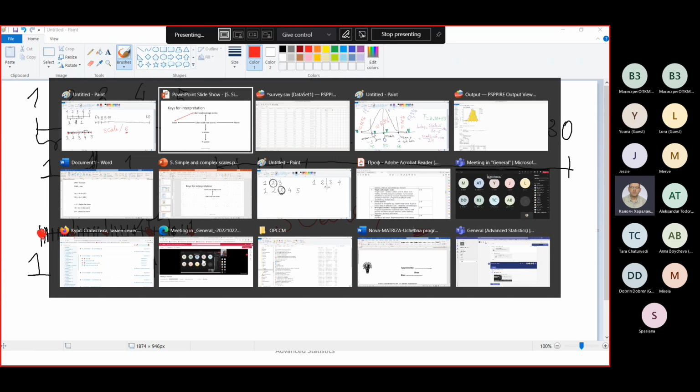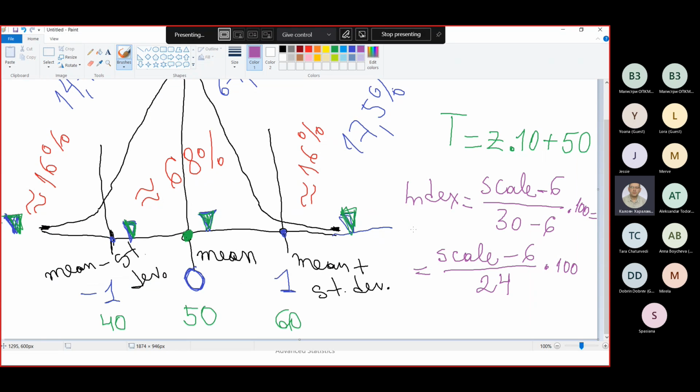When we calculated index here, we use 6 and 30, but 6 and 30 are constants because they are theoretical minimum and theoretical maximum. So in both cases, we use constants.